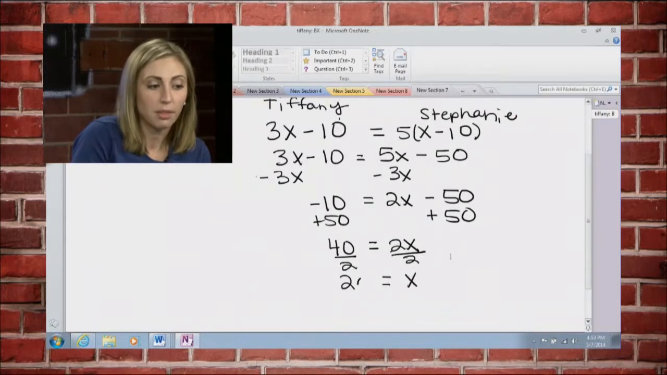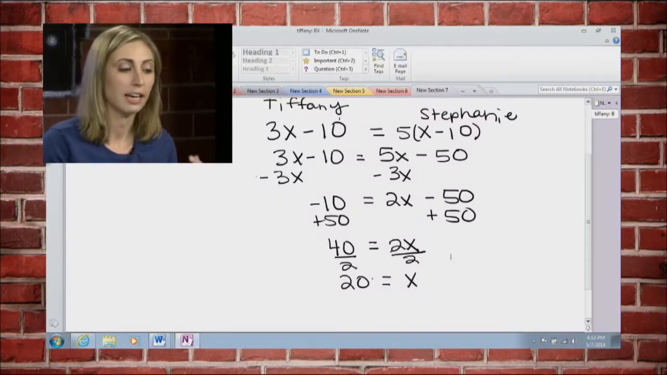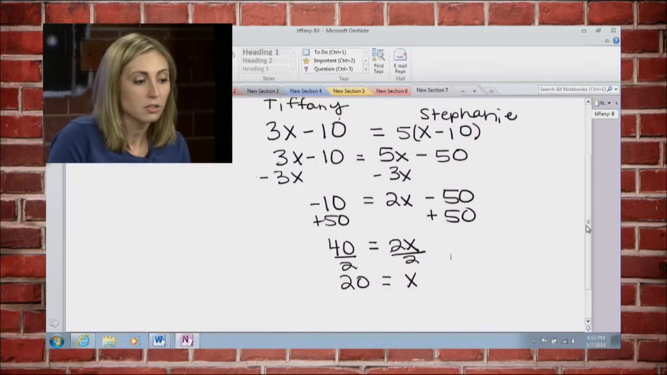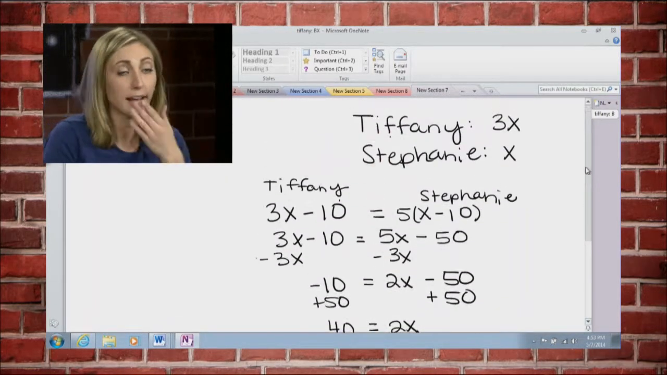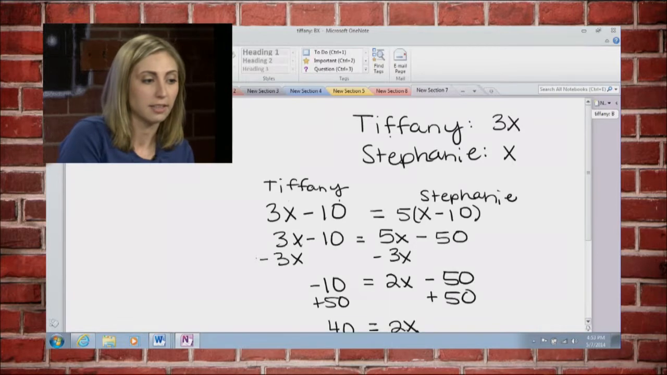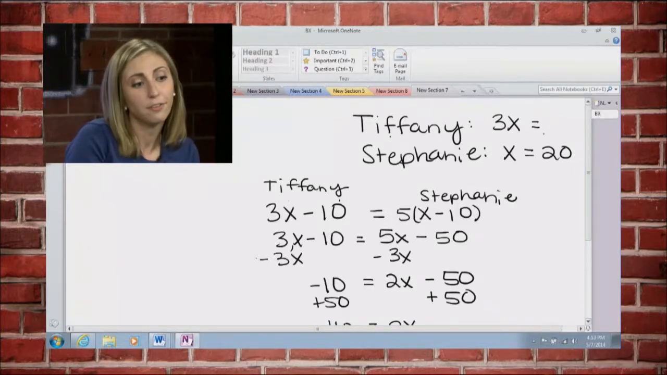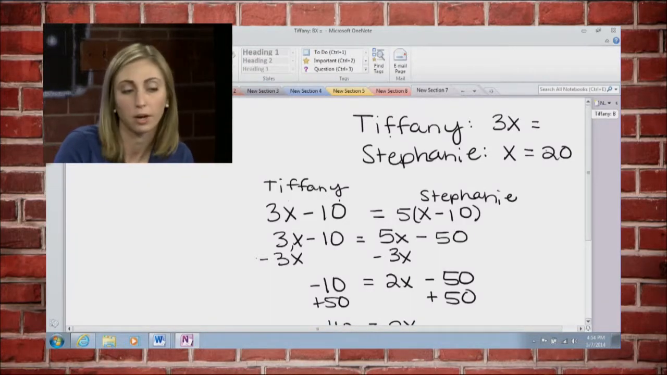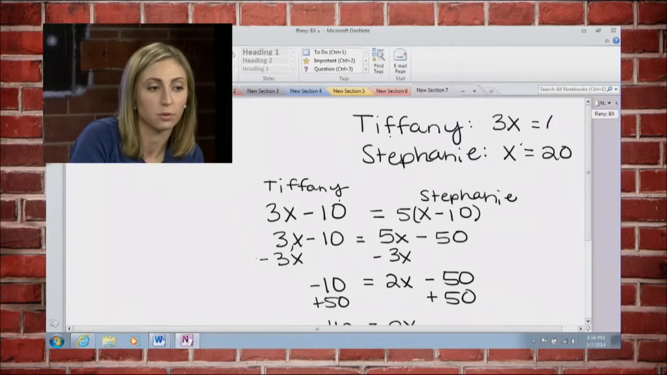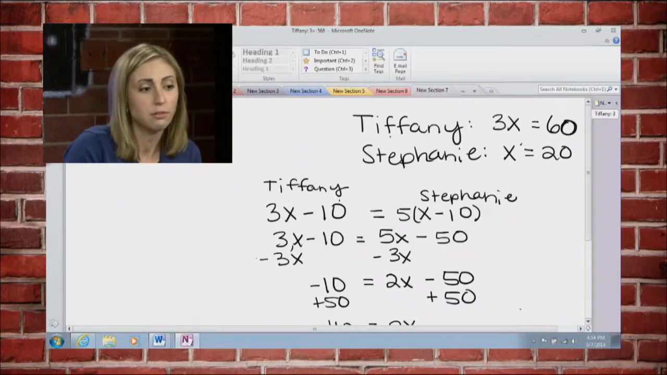Now, we can't really stop there because we were asked how old Stephanie is and how old Tiffany is. So knowing that x is 20, that means that Stephanie is 20 years old. And that would mean that Tiffany is 3 times whatever Stephanie is. So 3 times 20 would give you 60 years old. And so that's their age now.